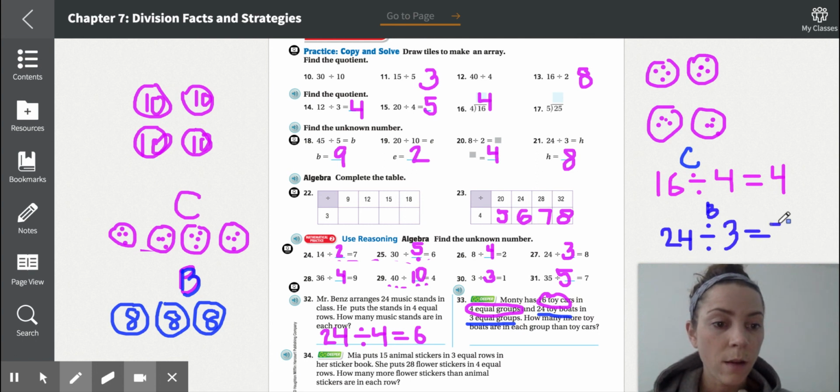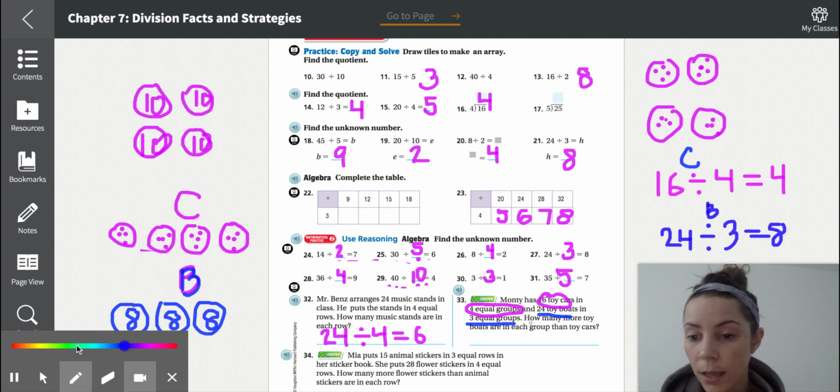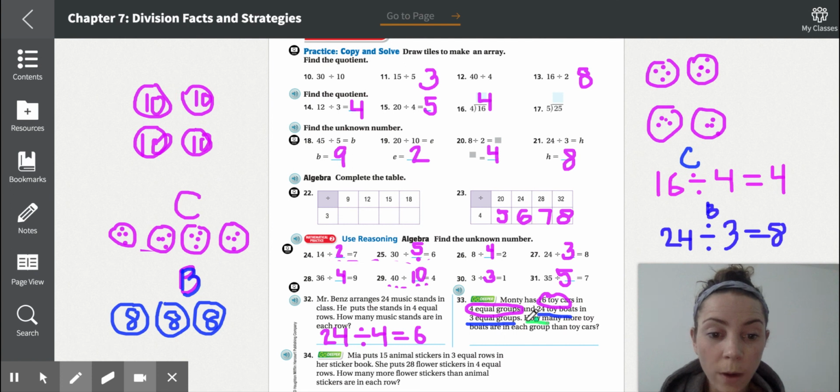Okay, so now I've solved both of the first 2 clues, and now I'm noticing in the last part, it says, how many more? So what does that make you think of? Did you annotate that? How many more makes me think of subtraction. How many more toy boats are in each group than toy cars? Okay, and remember this little van is also another place where we would subtract.